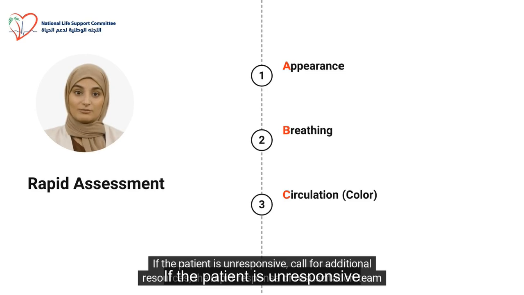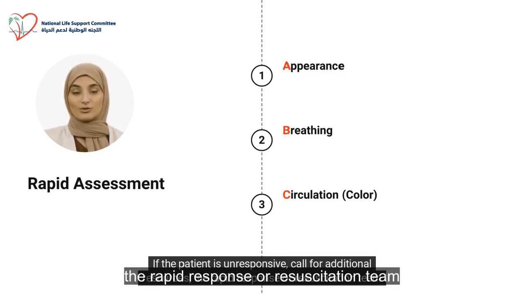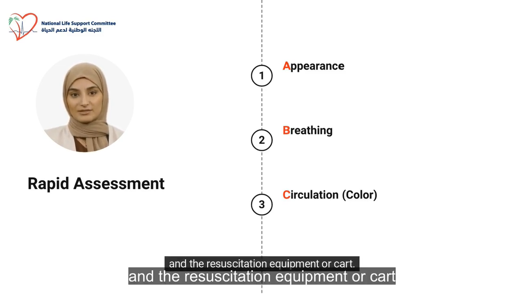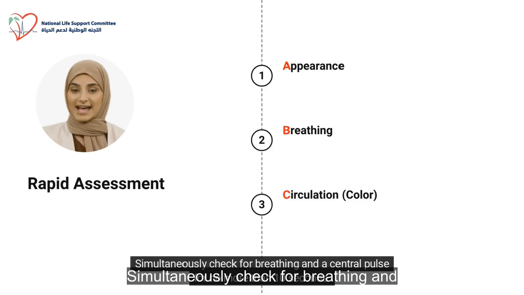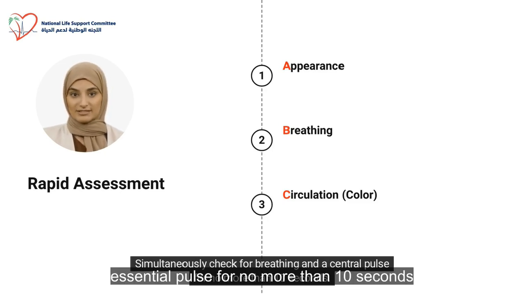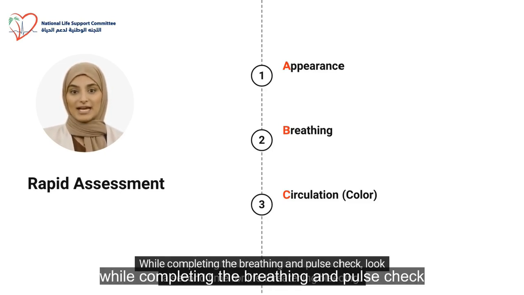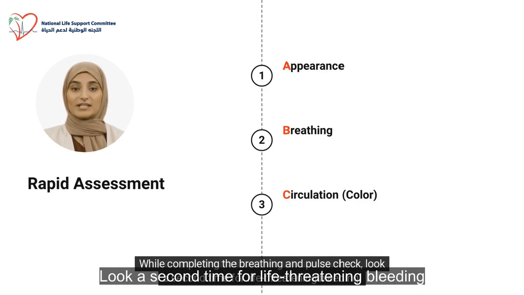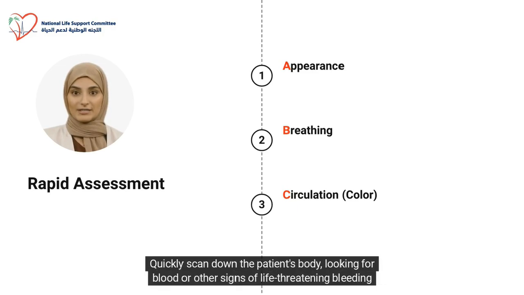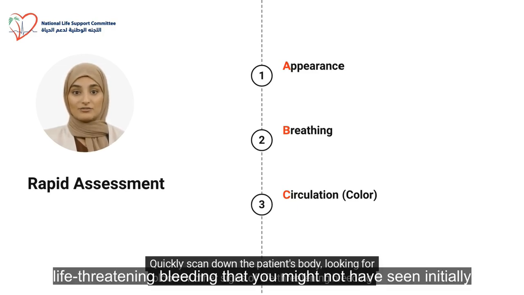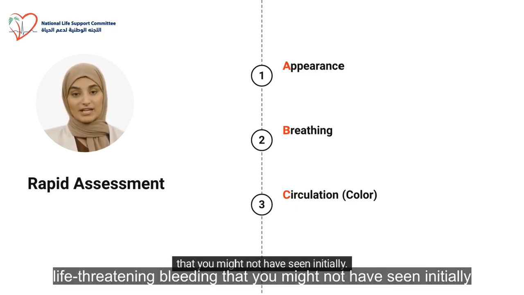If the patient is unresponsive, call for additional resources, the rapid response or resuscitation team, and the resuscitation equipment or cart. Simultaneously check for breathing and a central pulse for no more than 10 seconds. While completing the breathing and pulse check, look a second time for life-threatening bleeding. Quickly scan down the patient's body, looking for blood or other signs of life-threatening bleeding that you might not have seen initially.